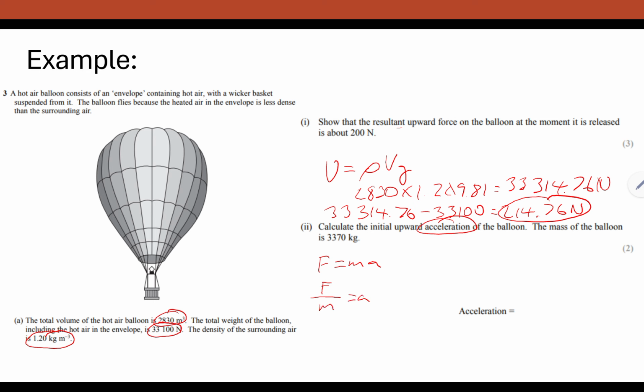So we do the resultant force, which is 214.76 divided by 3,370. And when we do that, we get 0.064. And don't forget the units, which in this case will be meters per second squared. And there you have it.